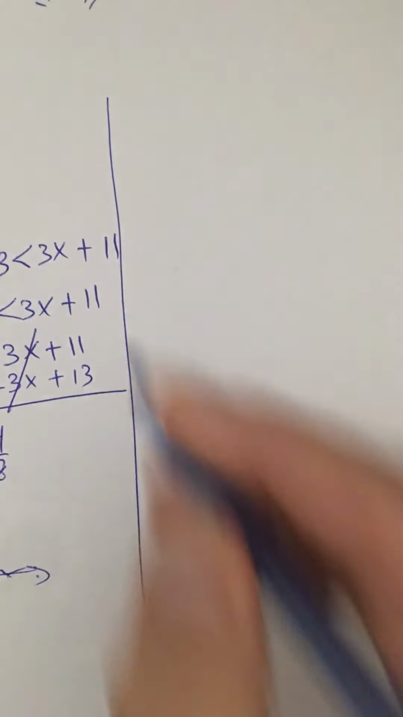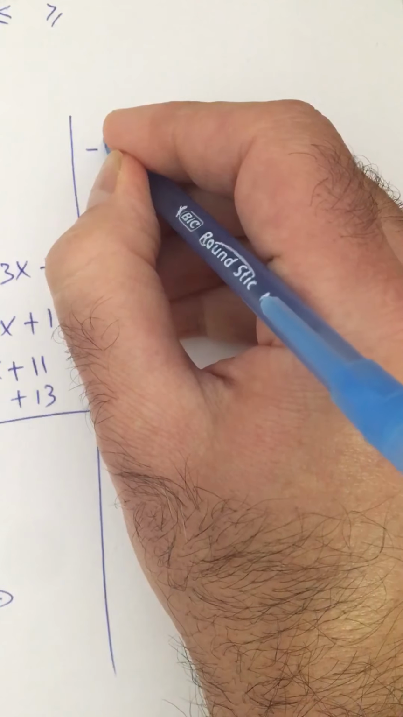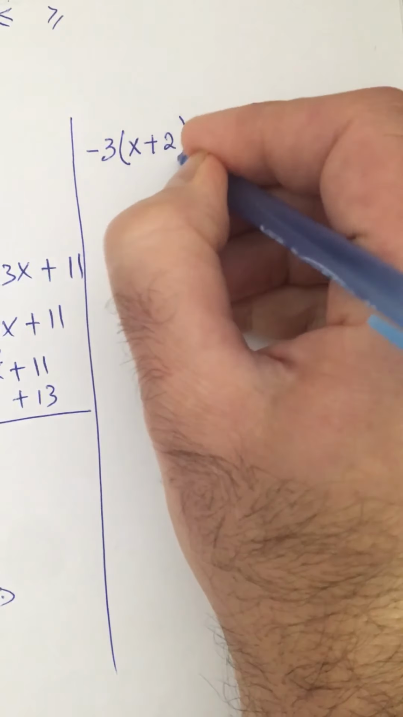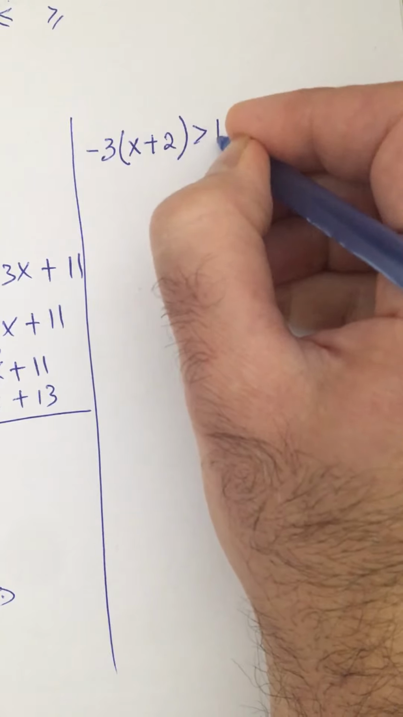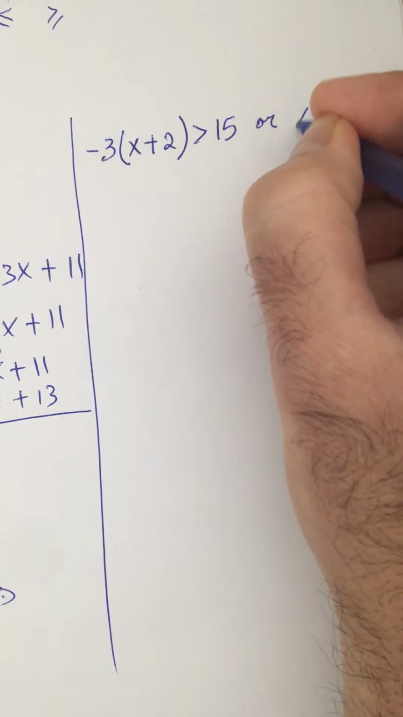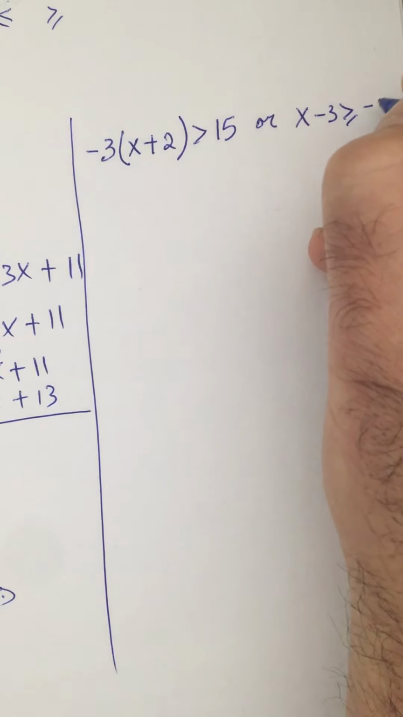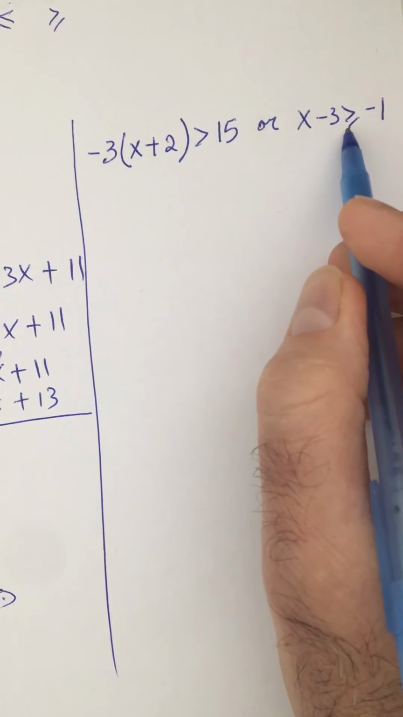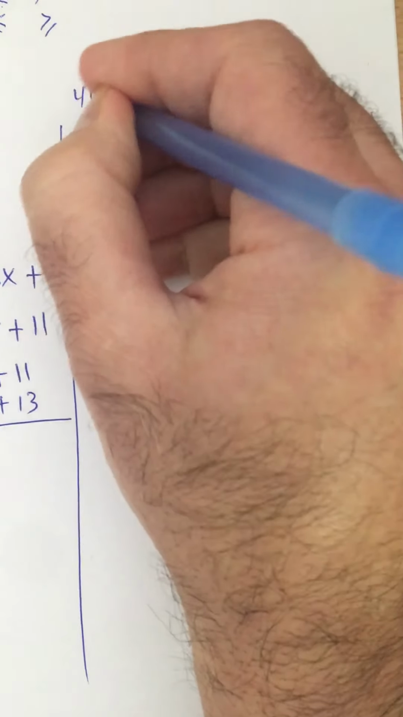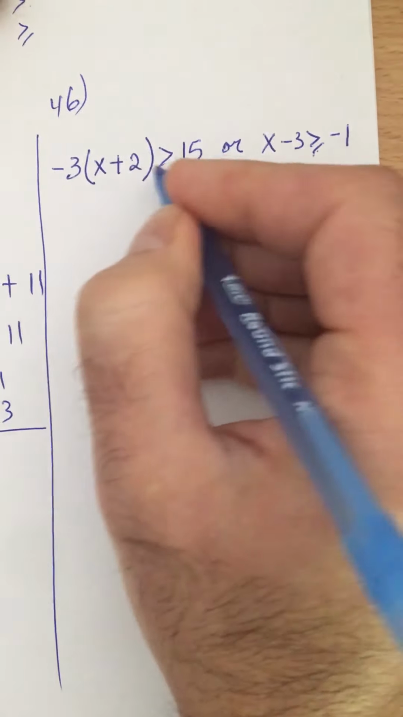Problem number 46 is two separate inequalities. And this one, I'm going to change a little bit. I'm going to make this greater or equal to -1. The original problem was less than or equal to -1. This is number 46. Well, not exactly, but I just changed this. Okay, so we want to solve for x.